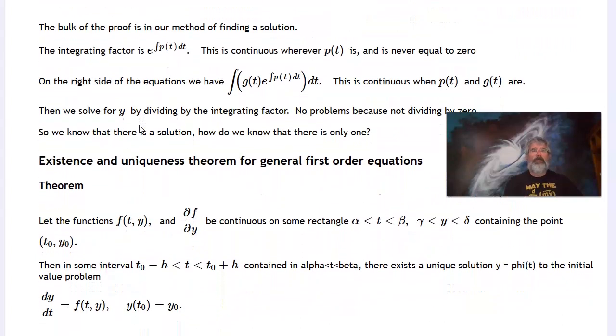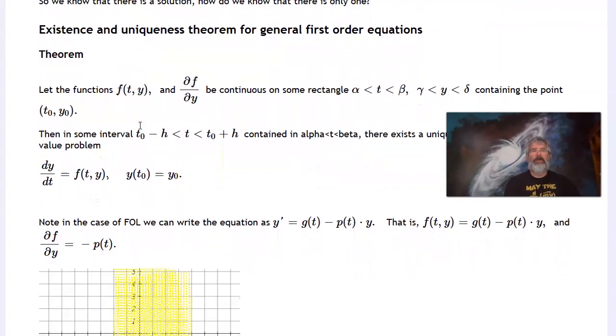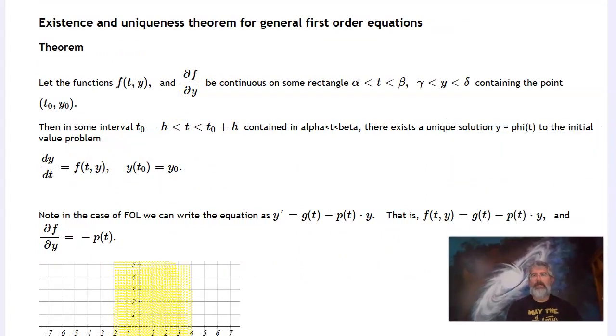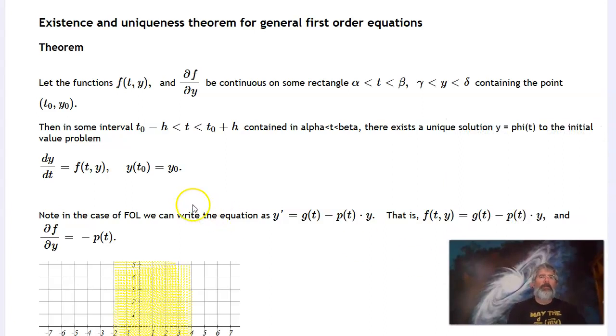Now, for the general first order linear equations, we have the following theorem. Let me move myself out of the way here. So suppose you've got a function of two variables, t and y, and the partial derivative of f with respect to y. Suppose that those are both continuous on some rectangle where t is between alpha and beta and y is between gamma and delta. So in the ty plane, you're describing a rectangle, okay? And in that rectangle, you know that both of these functions are continuous.